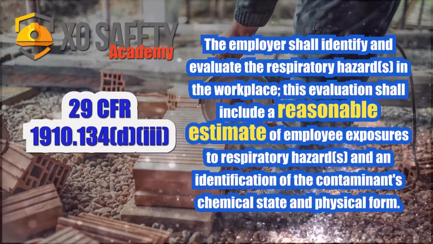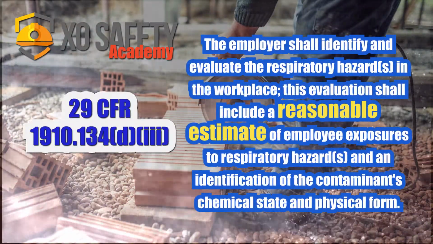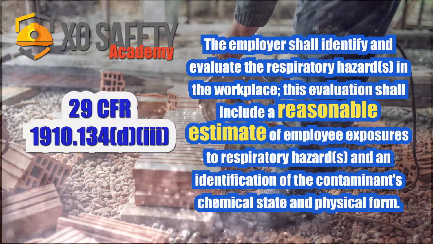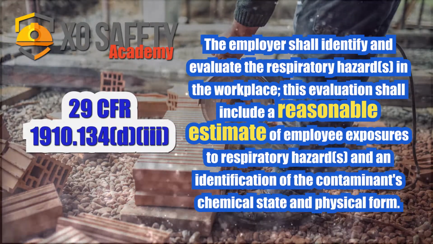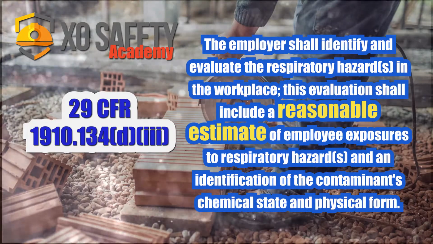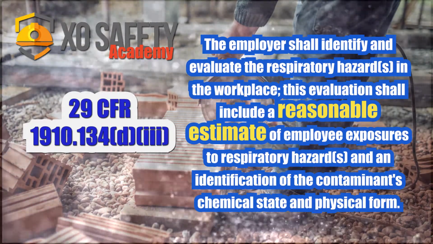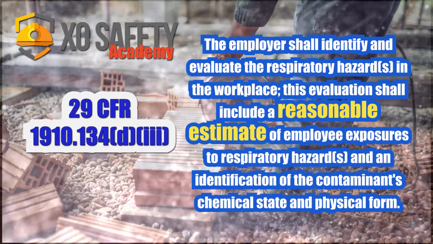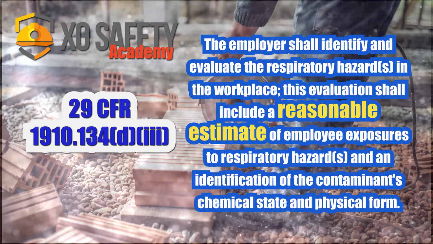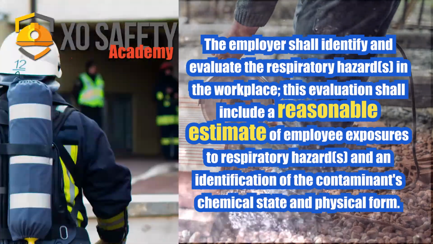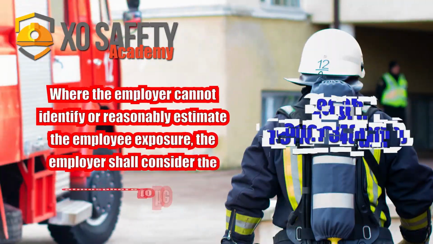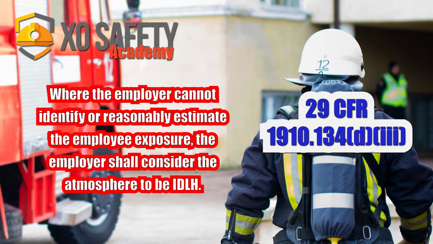The employer shall identify and evaluate the respiratory hazards in the workplace. This evaluation shall include a reasonable estimate of employee exposures to respiratory hazards, and an identification of the contaminant's chemical state and physical form. Where the employer cannot identify, or reasonably estimate the employee exposure, the employer shall consider the atmosphere to be immediately dangerous to life and health.